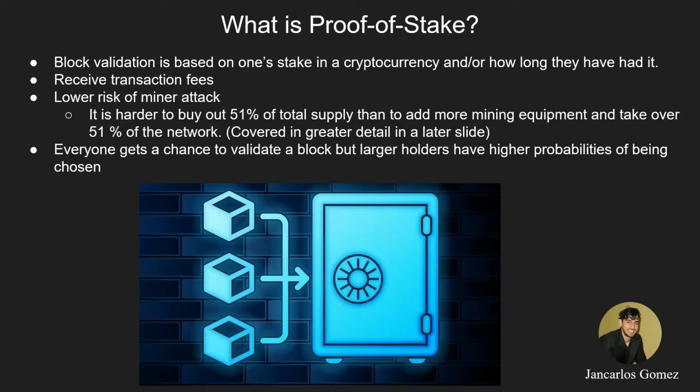Lower risk of a miner attack occurs because it is harder to buy out 51% of the total supply than to add more mining equipment and take over 51% of the network. This will be covered in greater detail in a later slide. This is better for people who have smaller budgets since everyone gets a chance to validate a block, but larger holders have higher probabilities of being chosen.